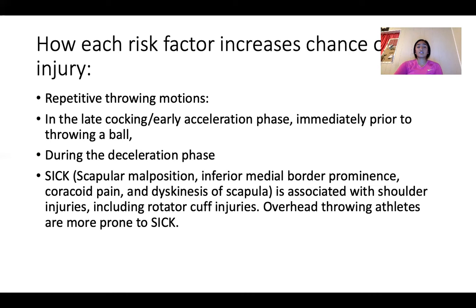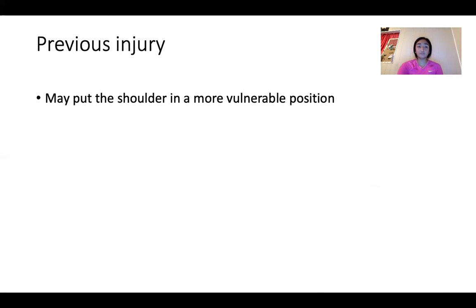Along with SICK scapula, which is scapular malposition, inferior medial border prominence, coracoid pain, and dyskinesis of scapula. This is often associated with shoulder injuries, including rotator cuff injuries, and overhead throwing athletes are more prone to this.